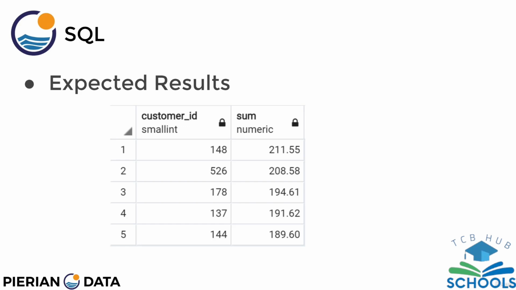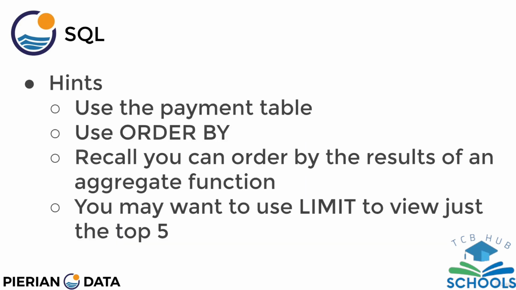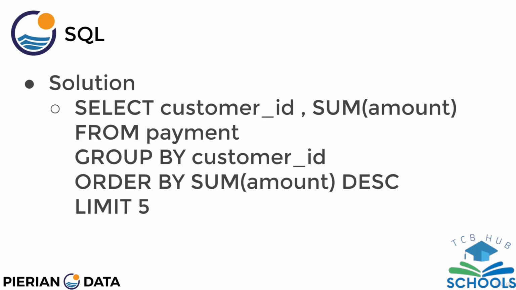Here are some hints in case you need them. So the hints are to use the payment table and use order by. And recall, you can order by the results of an aggregate function. And you may want to use limit to view just the top 5 results. Here comes the solution. So the solution is to select the customer ID column and then take the sum of the amount column from the payment table, group by the customer ID, and then order by sum amount in descending order. And in this case, we just wanted the top 5, so we also added limit 5.